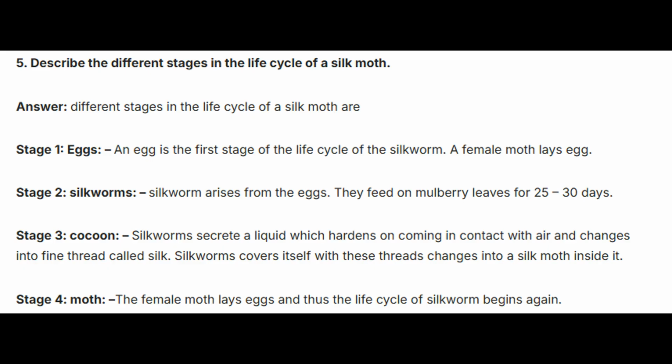Stage 3, cocoon. Silkworms secrete a liquid which hardens on coming in contact with air and changes into the thread called silk. The silkworm covers itself with these threads and changes into a silk moth inside it. Stage 4, moth. The female moth lays eggs and thus the life cycle of silkworms begins again.